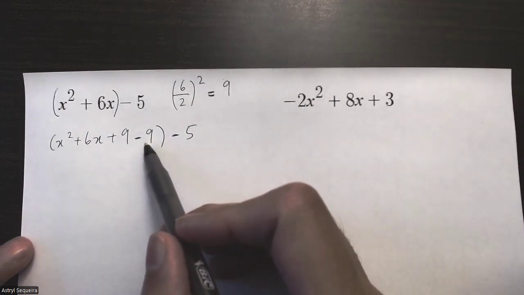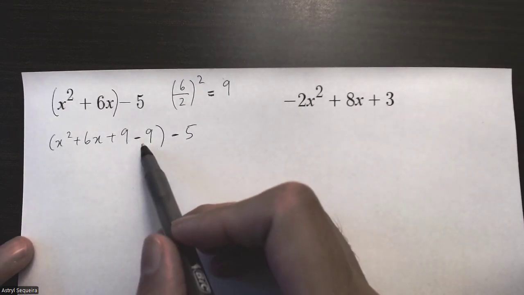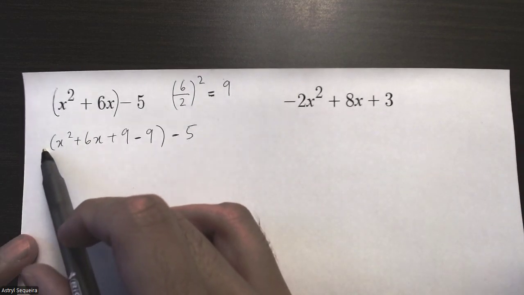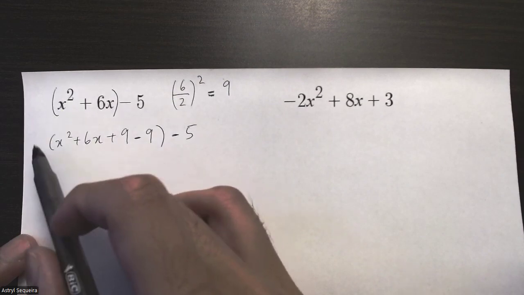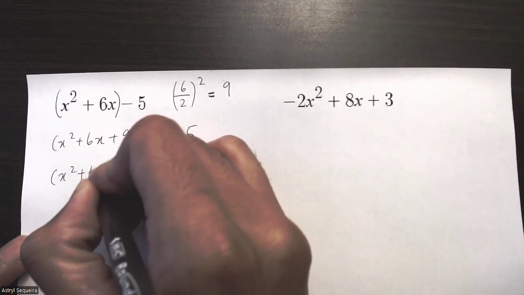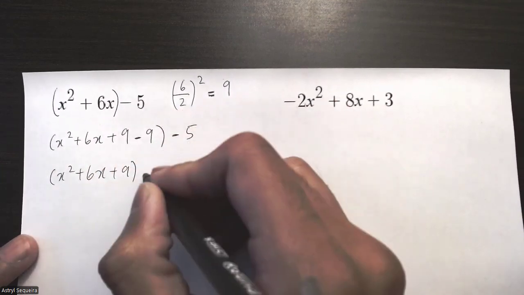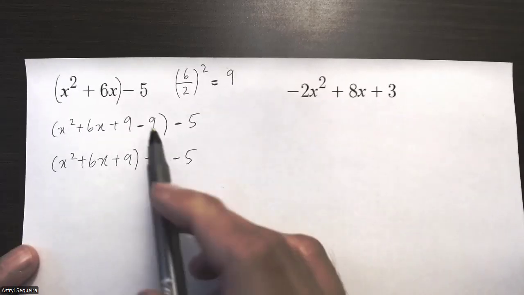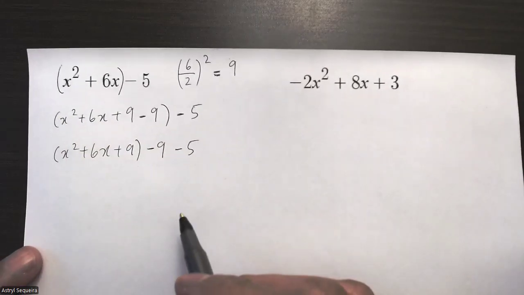Next, we want to take the negative number outside the bracket, and when we do that, we multiply it with what's in the front. I just have a 1 here in the front because my a value is 1. So I have x squared plus 6x plus 9. This just becomes a minus 9 outside the bracket because we're multiplying that by 1.